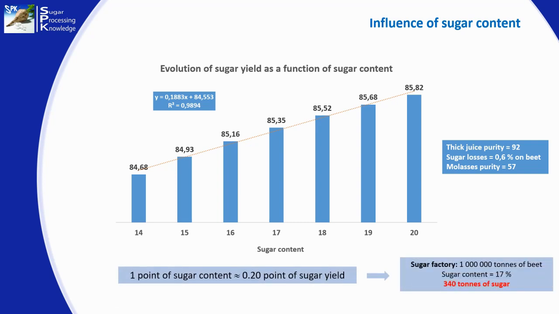This means that for a sugar factory that processes 1 million tons of beets with 17% of sugar content, 1 point of sugar content corresponds to 340 tons of sugar.